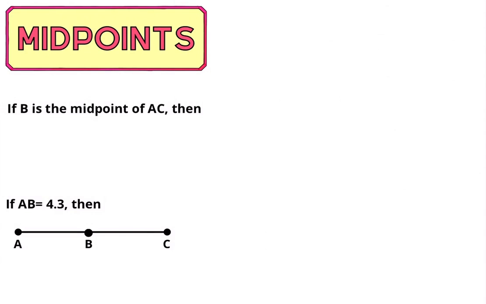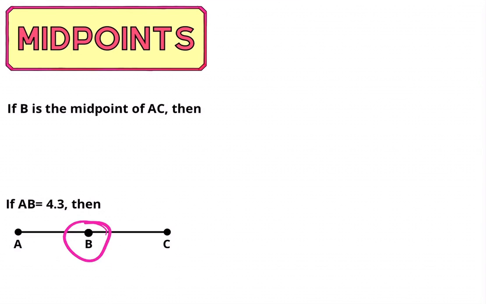Welcome to lesson 1.2. In lesson 1.1, we talked about linear measure and the additive property, AB plus BC equals AC. Today we're going to talk about what happens if B is the midpoint, the spot in the middle. A few things happen with that. If B is the midpoint of AC, you can look at this number line right here.